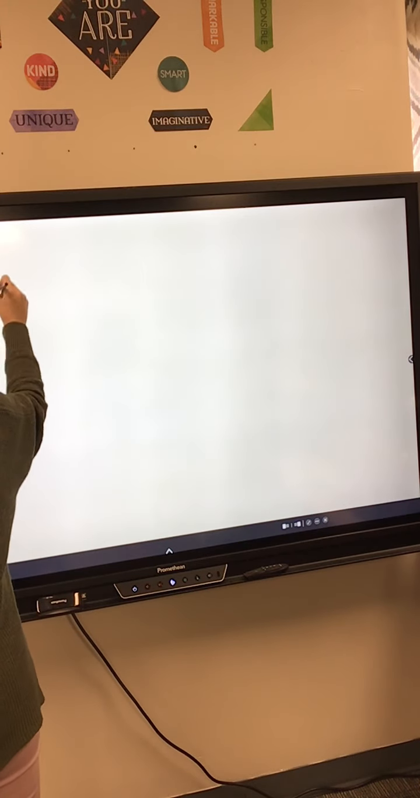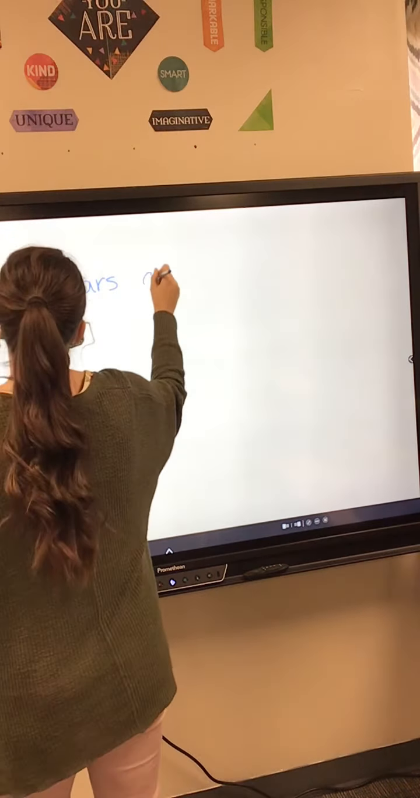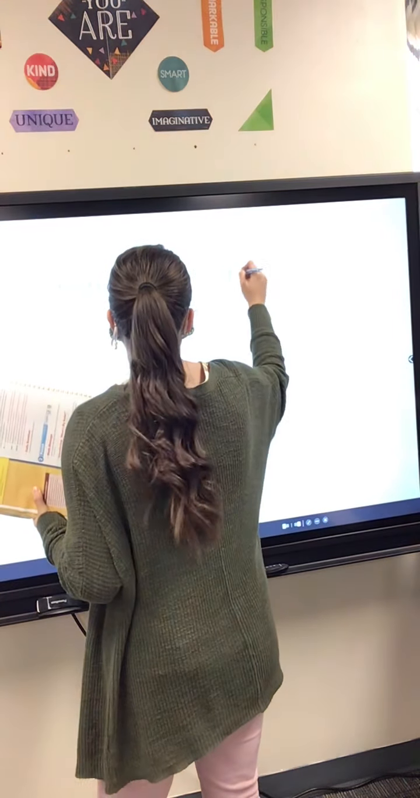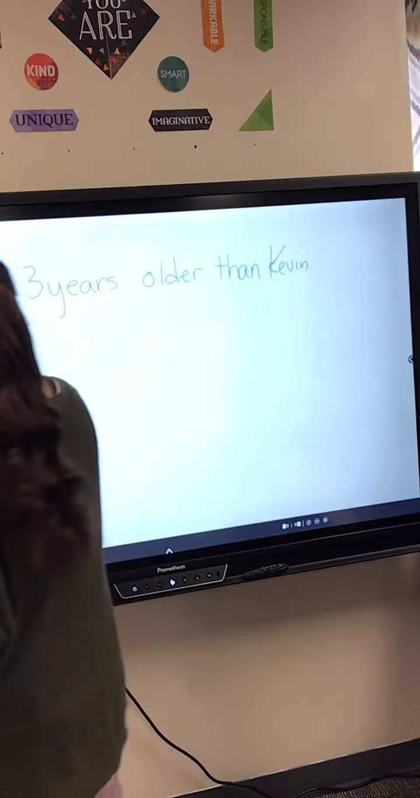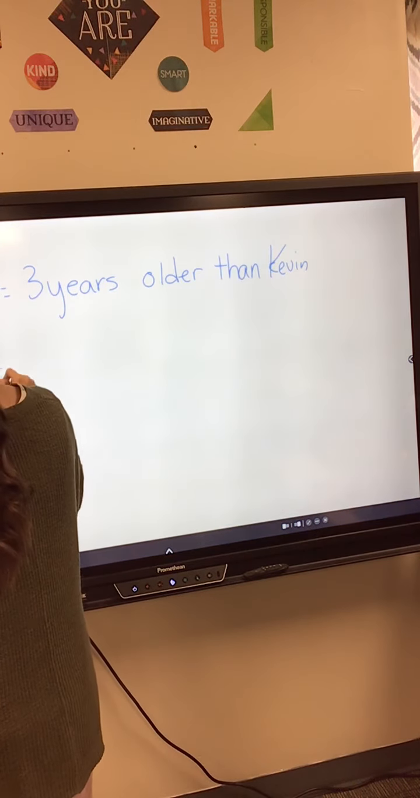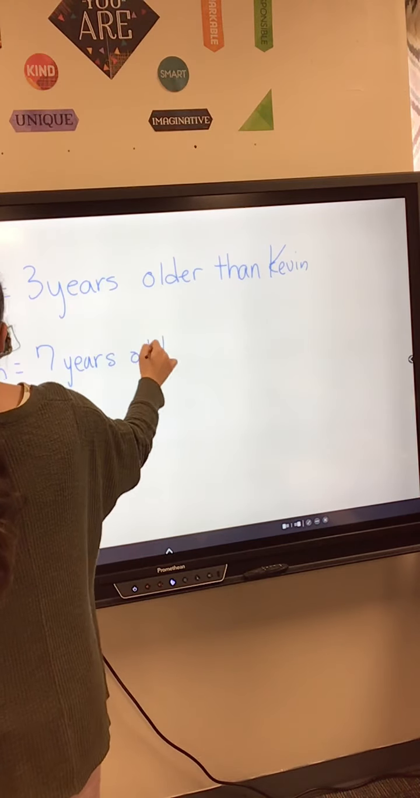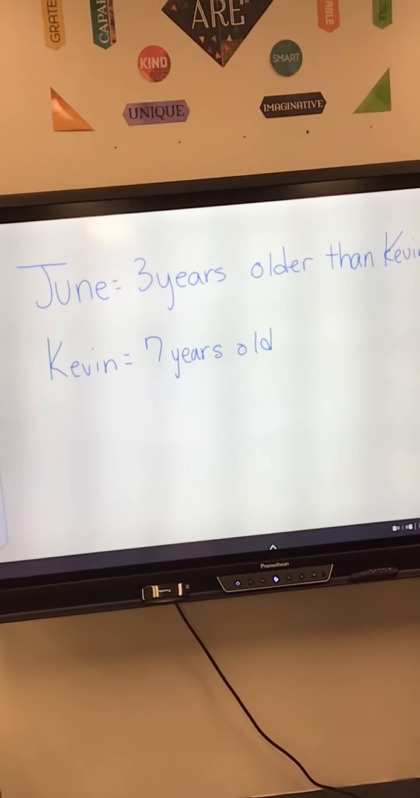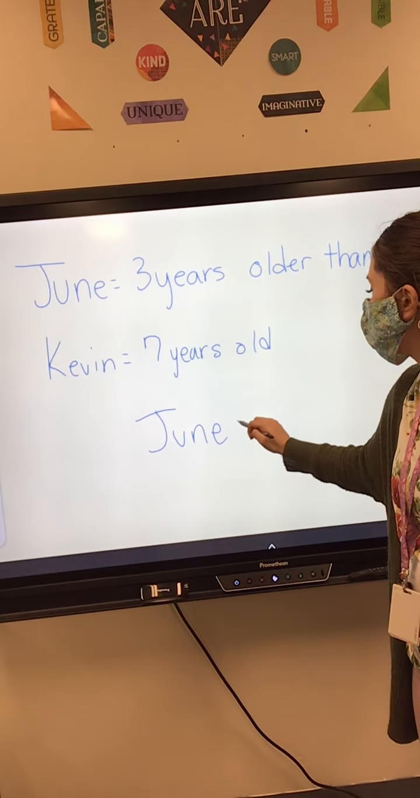So, June is 3 years older than Kevin. Kevin is 7 years old. Your job is to figure out how old June is. Do it on your board. I want to see a number sentence.